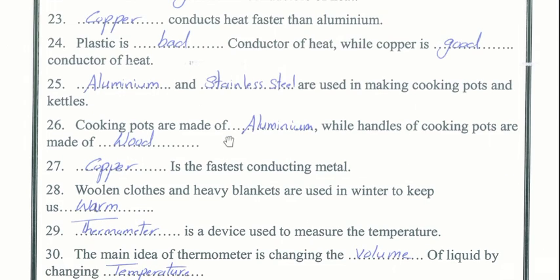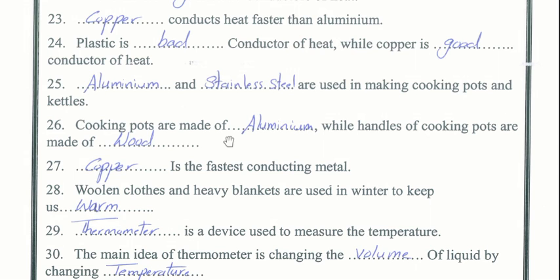25. Used in making cooking pots and kettles: aluminium and stainless steel. 26. Cooking pots are made of aluminium, stainless steel, while handles of cooking pots are made of wood or plastic. You can write wood, you can write plastic. 27. Is the fastest conducting metal copper.